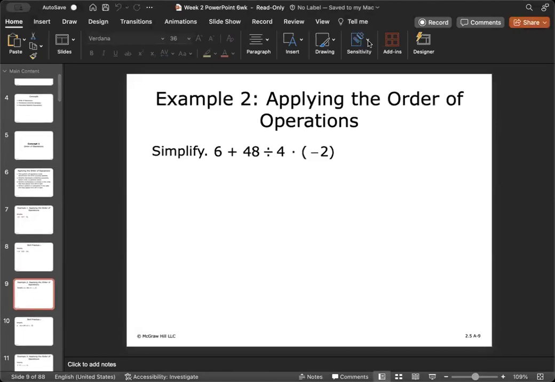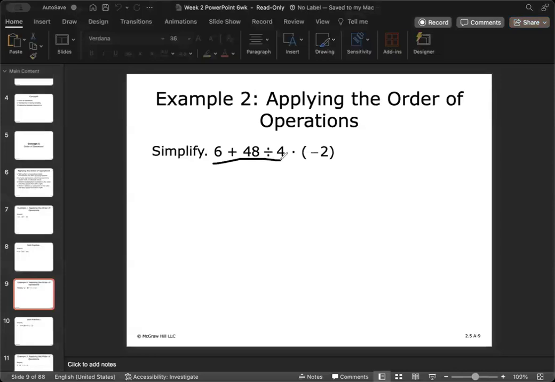This is a good one to work. We have 6 plus 48 divided by 4 times -2. And that is a times symbol there. We don't always write it, but it's written right here. So again, let's do our parentheses, exponents, multiply, divide, add, subtract.